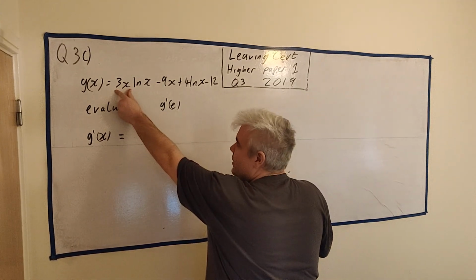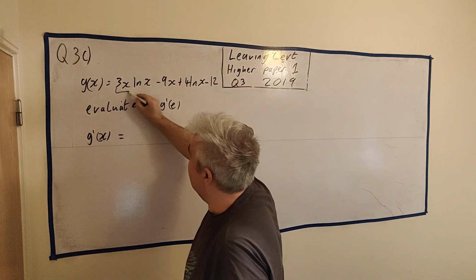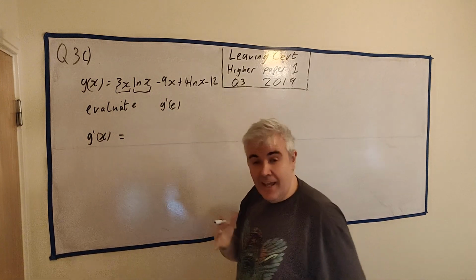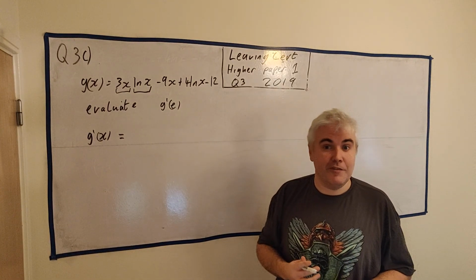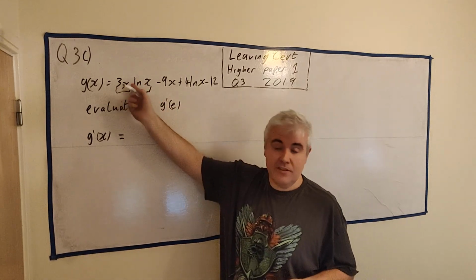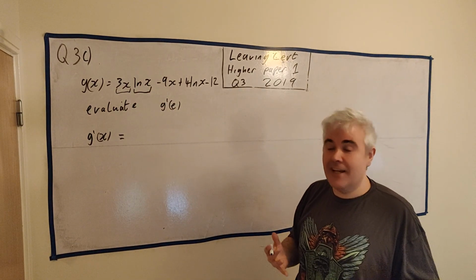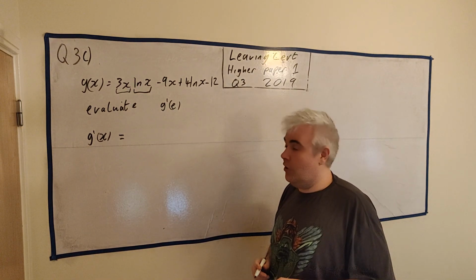We have 3x multiplied by natural log x. Both of these things are in x. That means to get the derivative of them, we need to be careful. We need to use the product rule. Neither of these are constants. Both of them are moving. As x moves, both of these move. So we need to go ahead and use the product rule.